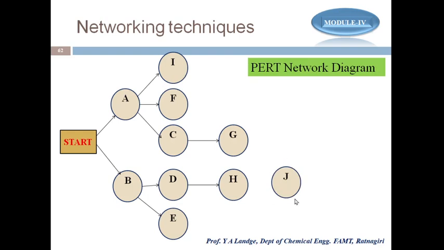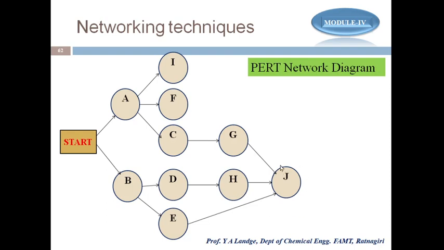Similarly, I draw J, but J depends on H, so I connect H and J with the help of the arrow. Also, J depends on the E activity, because for J, H and E are predecessors, so I join this one. Also, J depends on G, that's why again I join E and G. It means, if you see here, first I join H because J depends on H, the predecessor for J is H, E is also a predecessor for J, and G is also a predecessor of J.